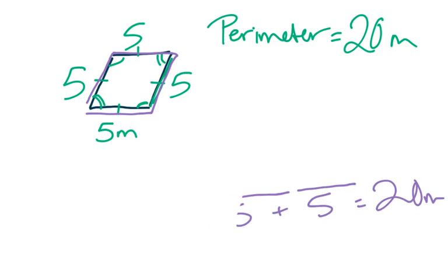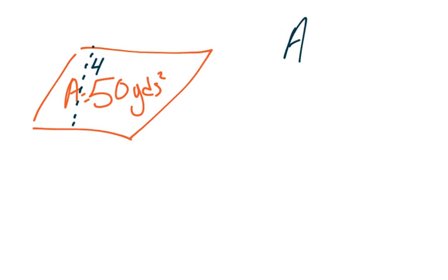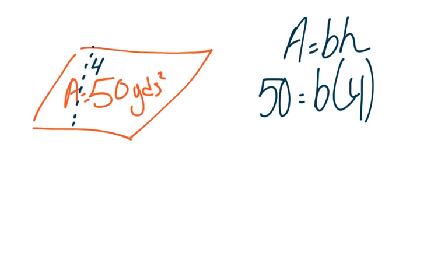Okay. Last example. Let's say we have a parallelogram and I tell you that the area is 50 yards to the power of 2. And I tell you that the height is 4. You don't know what the base is. Area equals base times height. 50, I know. Base, I don't. Height, I do. These two are being multiplied.